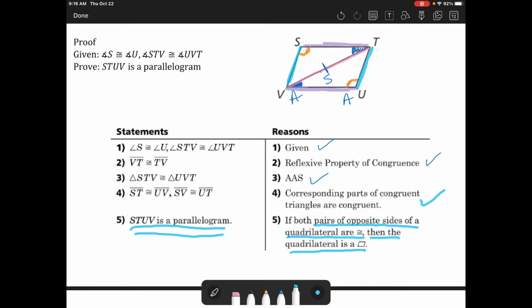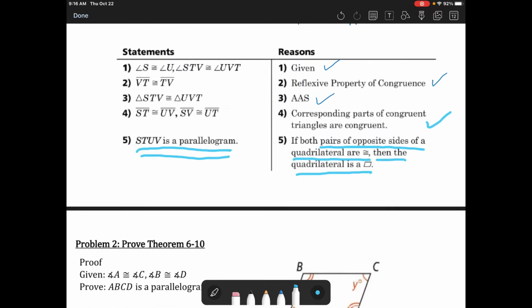Again, you guys need to be using the reference materials for this chapter to understand the properties of a parallelogram and then how to justify finding the information in a quadrilateral to prove that it is a parallelogram.